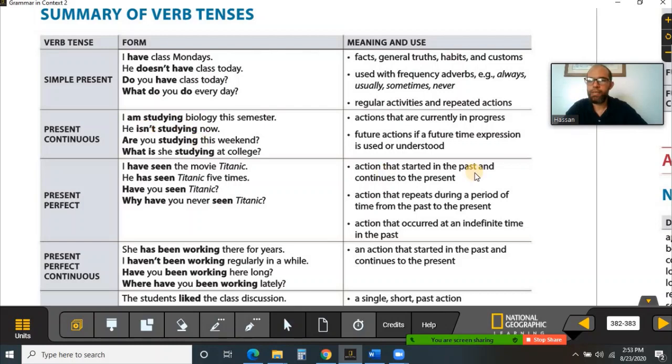So also another usage for the present continuous tense is to talk about an action that will take place in the future or the near future. Are you studying this weekend? I am traveling this weekend. I'm not traveling now, but I am traveling this weekend. It's an action that will take place in the near future.